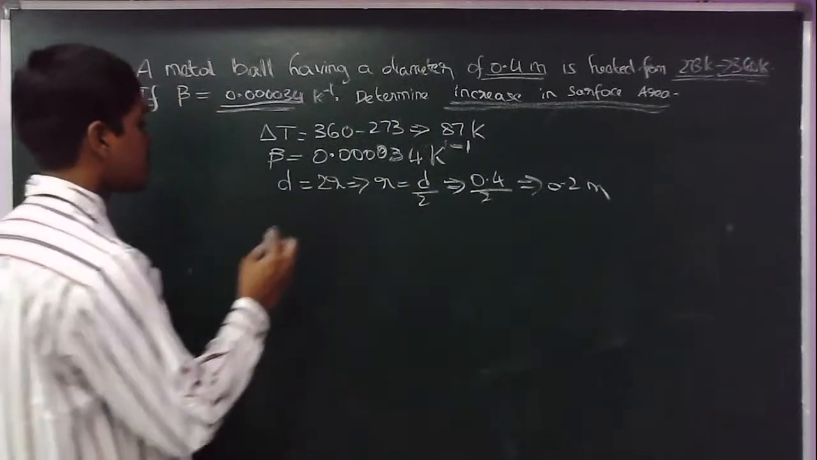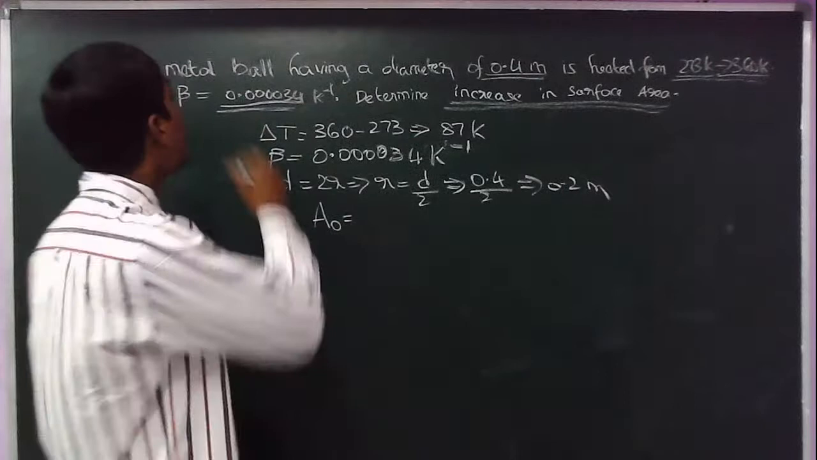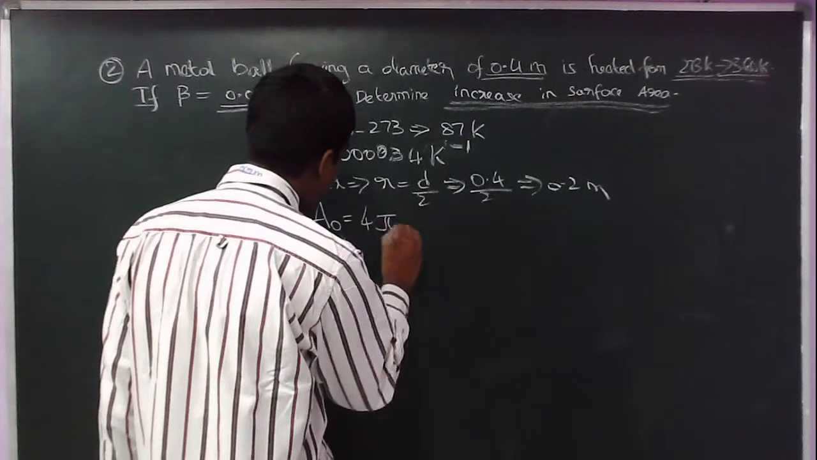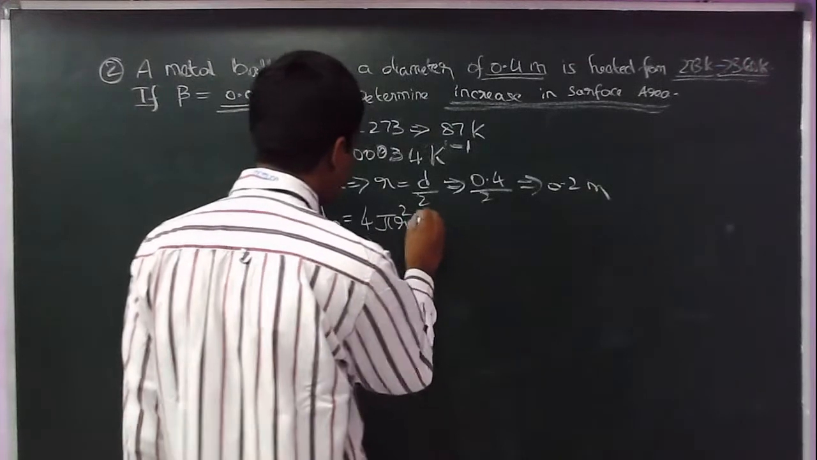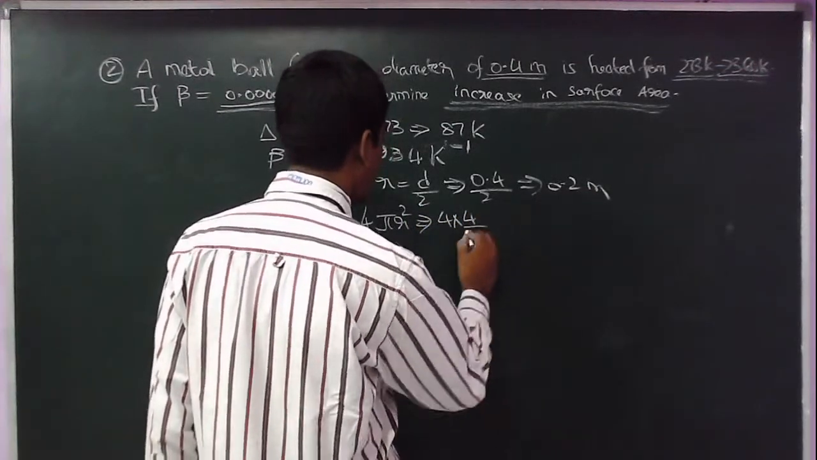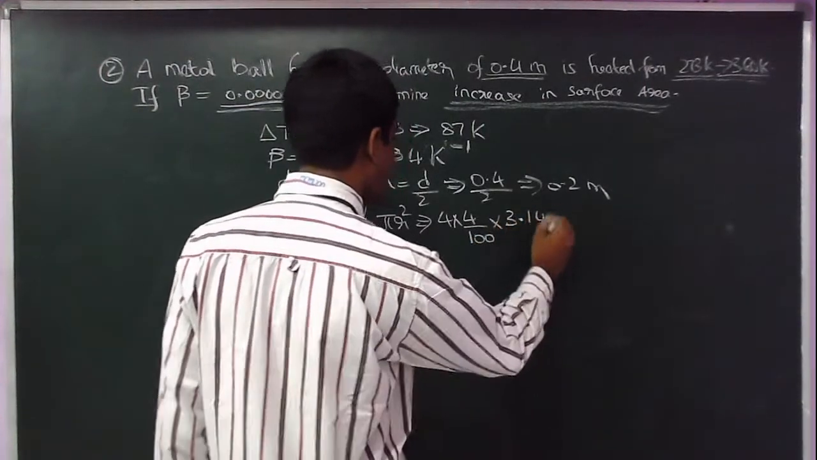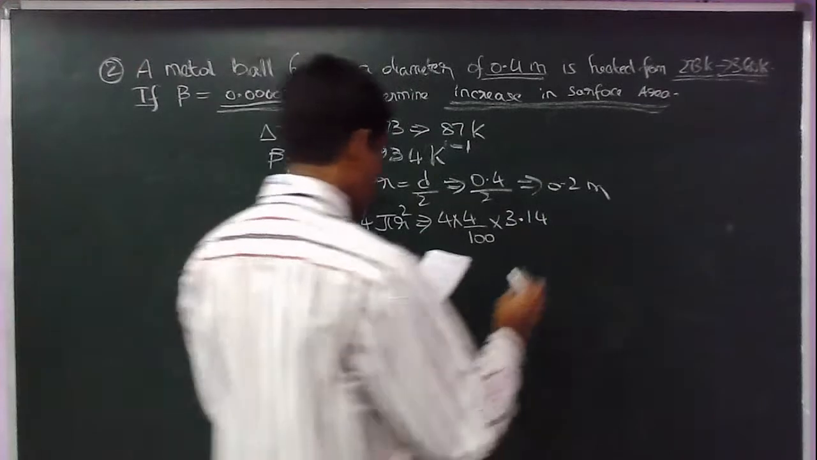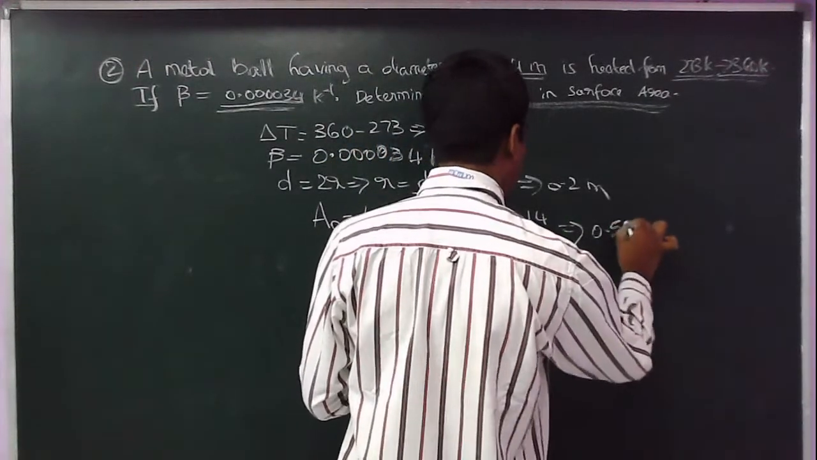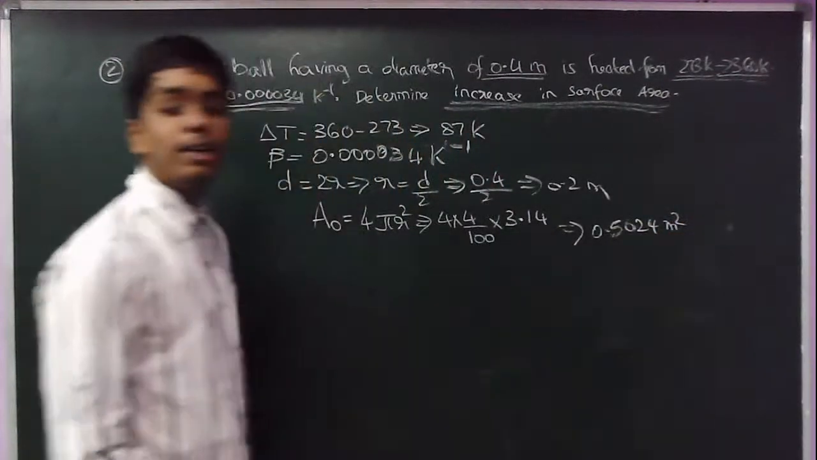Now area. What is the area of the ball? That is a sphere, so 4 pi R square. 4 into 4 by 100 into 3.14. Now I will write the value, that is 0.5024 meter square. This is the value.